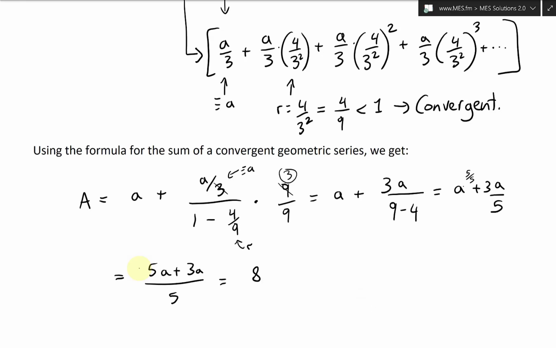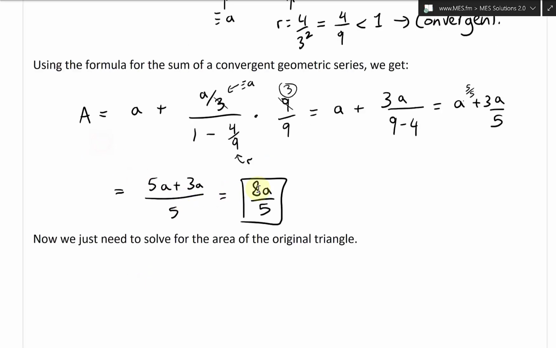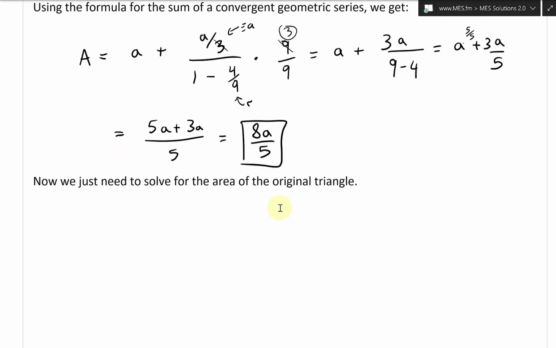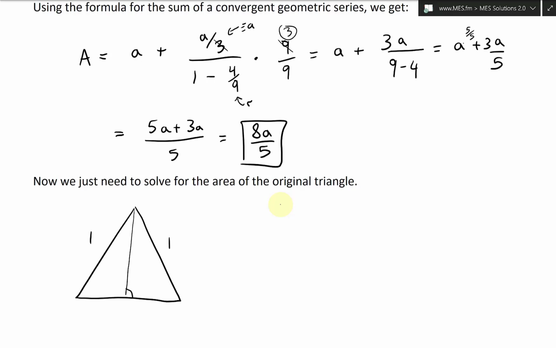Or put that together, 8a over 5. So that is our total area of the snowflake. And now we just need to solve for the area of the original triangle. And we could use a sine function, or we'll just use Pythagoras right here. So remember, these are equilateral triangles. Just do this for completeness. Draw this. Remember, the sides were 1, 1. And then we have a 1 right here, and also the h right here.